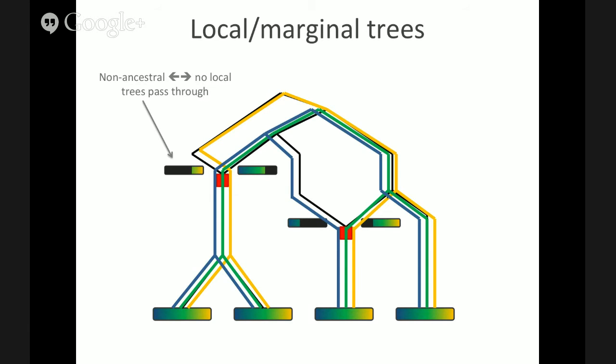Just another way of connecting these two perspectives. Here I'm drawing again the sequence. I'm again drawing what parts of the sequence are ancestral and non-ancestral, and that corresponds to local trees. So any part of a sequence that is non-ancestral means that there's no local tree that passes through at that site.